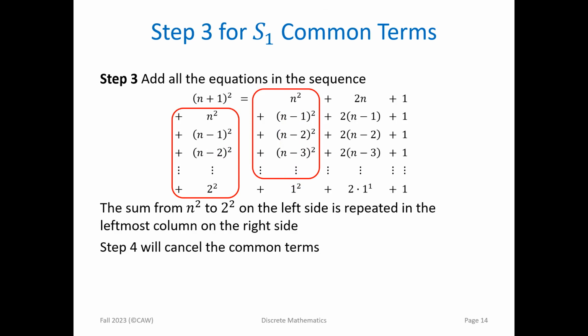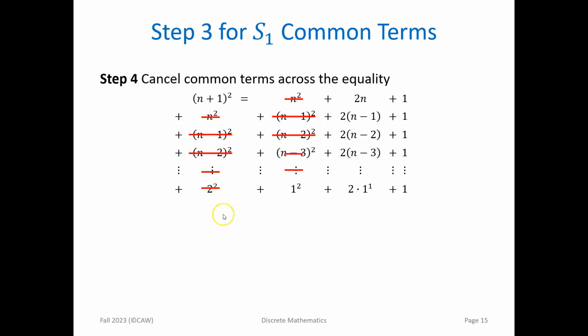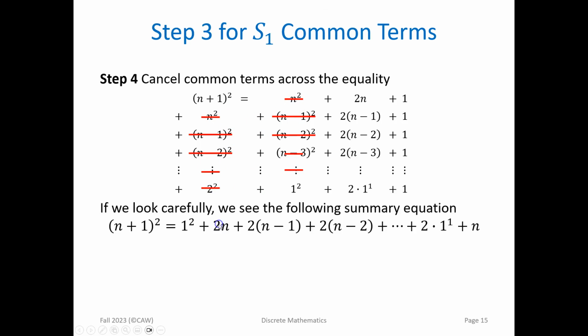Step 4 is going to cancel the common terms. So it'll look like this. We're going to cancel out the n squared from both sides of the equation, the n minus 1 squared, all the way down to the 2 squared. All that gets canceled. If you look carefully at what we have now, you'll see that we have the following summary equation. On the left side, all we have is n plus 1 squared.